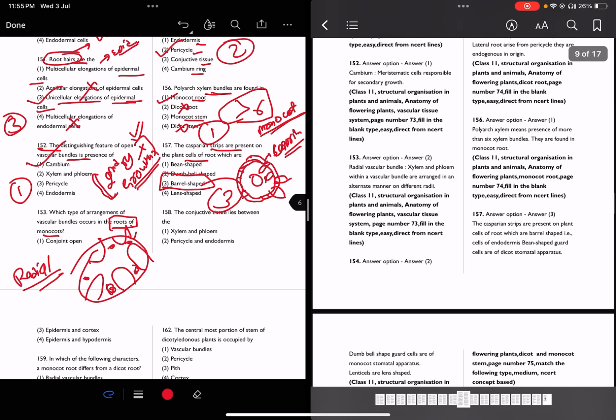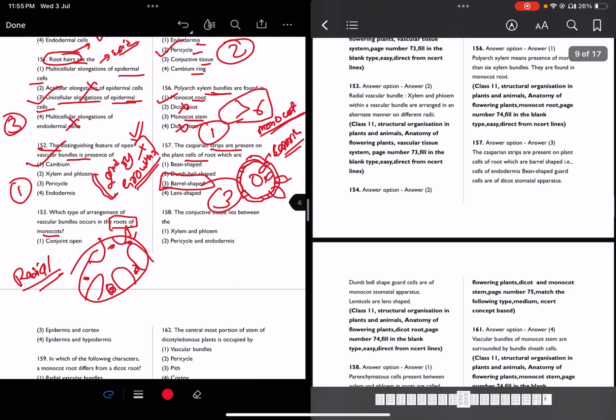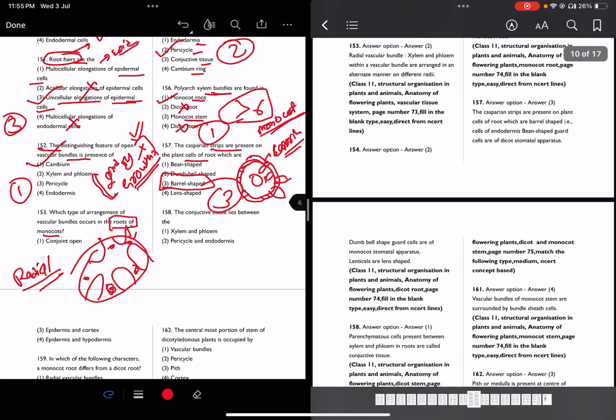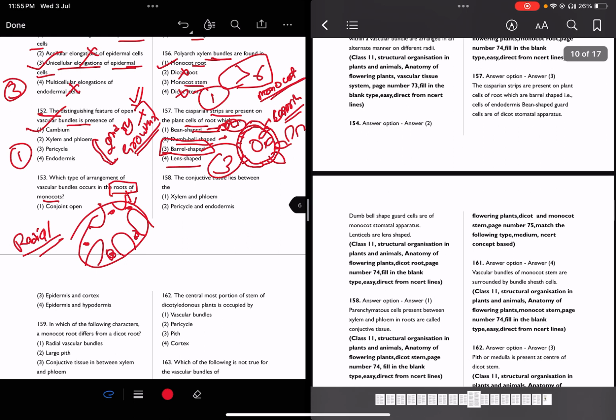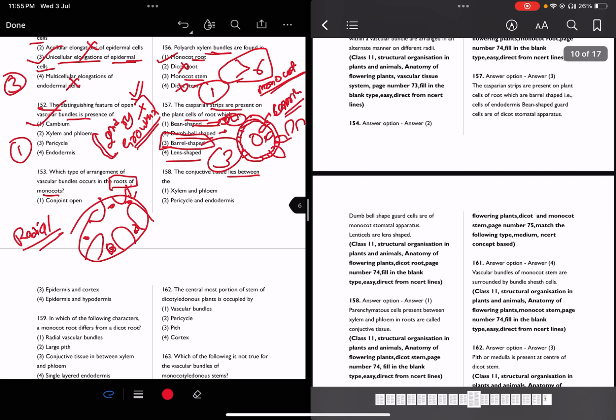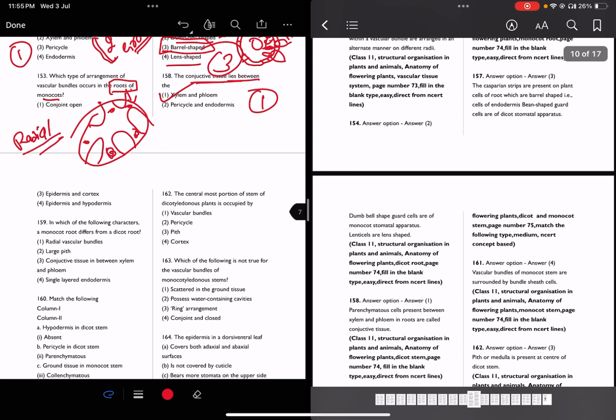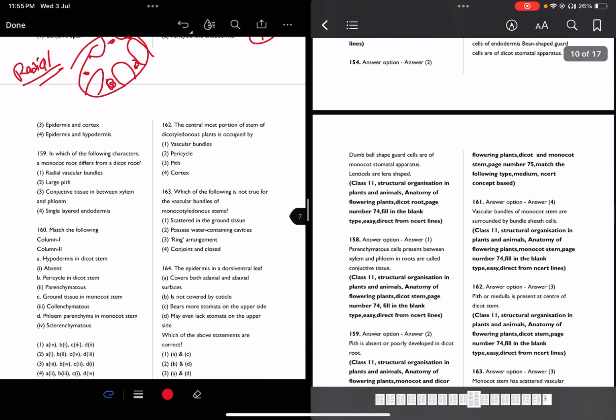It means cells of the endodermis. Bean shaped guard cells are of dicot stem apparatus. Dumbbell shaped guard cells are in monocot. Lens shaped cells are a special structure. Now move on to the 158 question. The conjunctive tissue lies between xylem and phloem. Presence of tissue between xylem and phloem is known as the conjunctive tissue. So option number 1 is the direct answer. Now read question number 159.